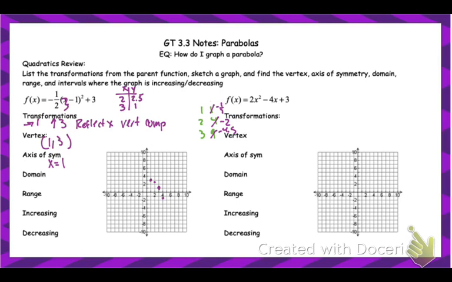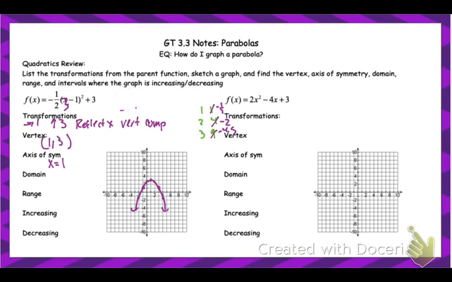Then, since we know there's an axis of symmetry, we can have those same points that are just reflected over that axis of symmetry. And again, those are the same points that I would have gotten just from plugging in. Okay, I also got 3, 1, and 2, 2.5.